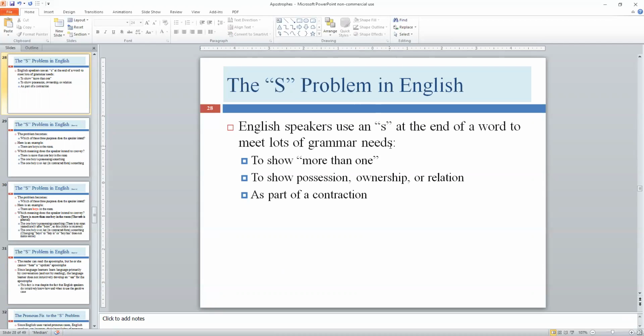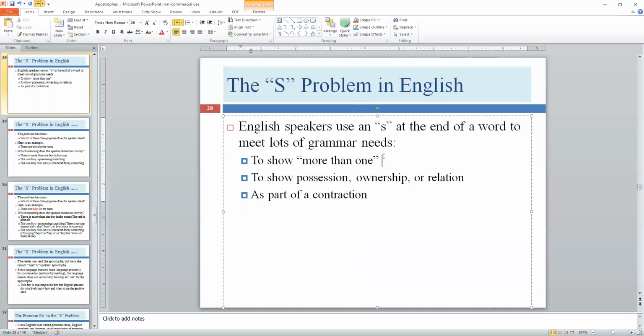We use S to show that there's more than one. We use S to make most nouns plural. This is not big news. So if I have the word boy, it's singular. If I want to make it plural, we say boys. If I want to have girl, singular, but I want to have more than one girl in my story, I am going to put girls, right? This is not hard. That is pretty straightforward. We add an S. That's the usual rule.